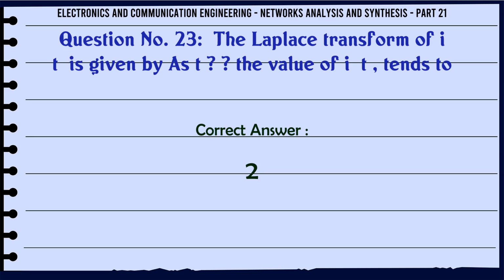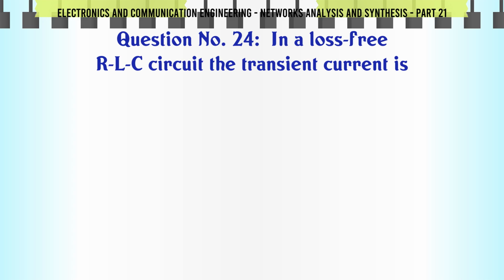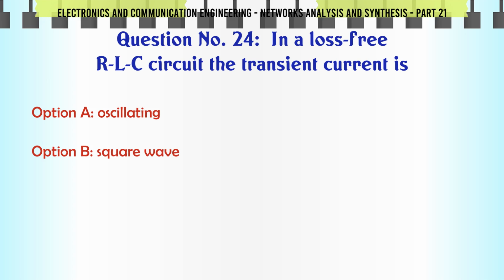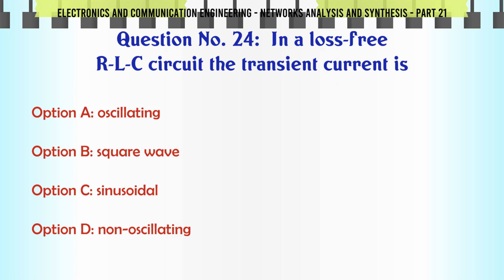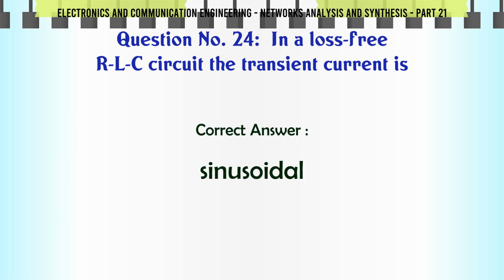The correct answer is 2. In a loss-free RLC circuit, the transient current is: A. Oscillating, B. Square wave, C. Sinusoidal, D. Non-oscillating. The correct answer is sinusoidal.